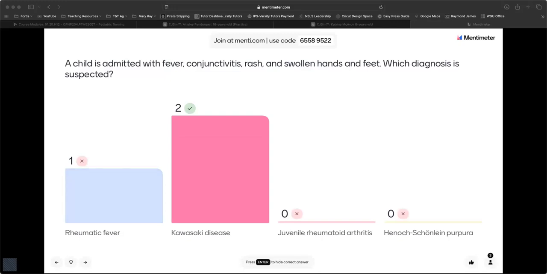This is Kawasaki's disease. With Kawasaki's disease, we don't have any definitive diagnostic testing that we can do to say, yes, this is what you have. It is strictly based on symptoms.